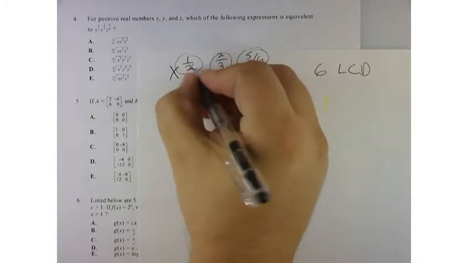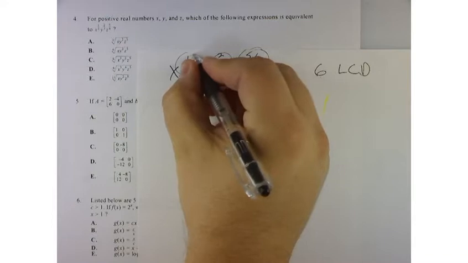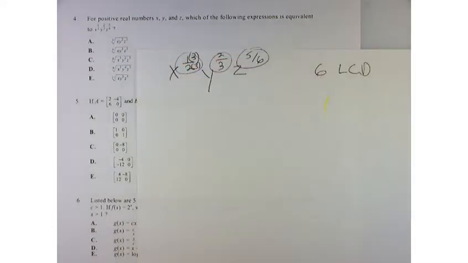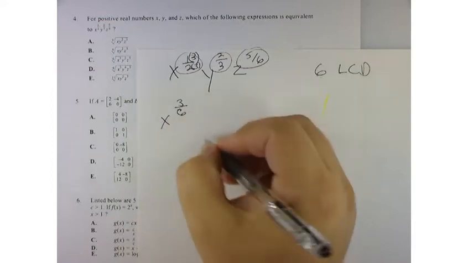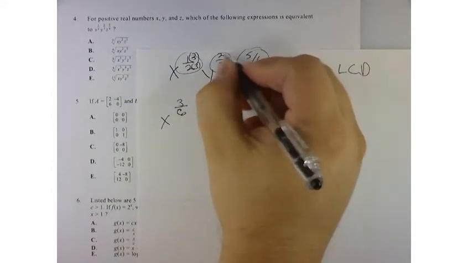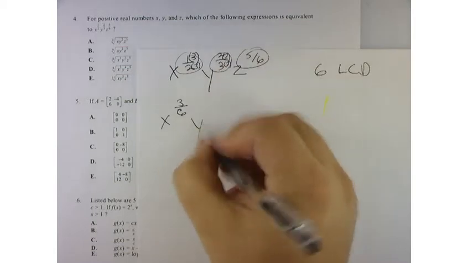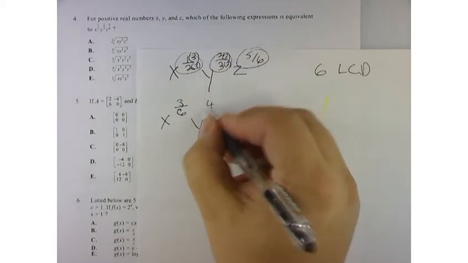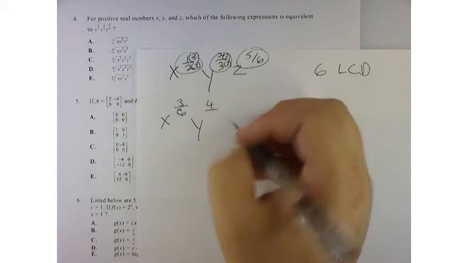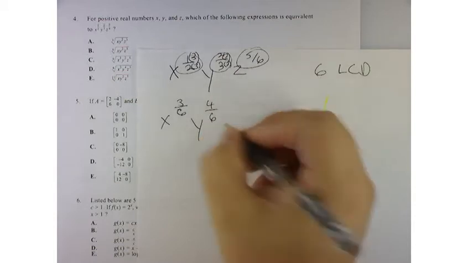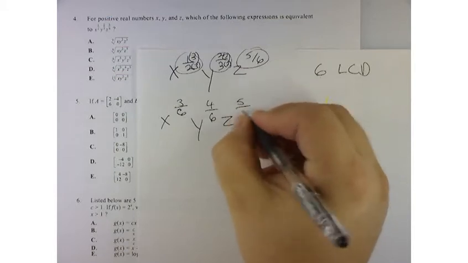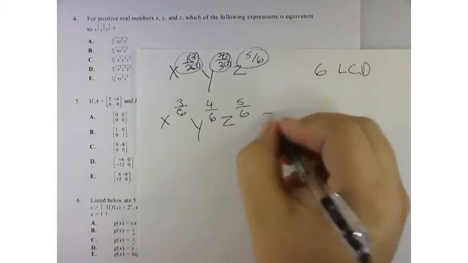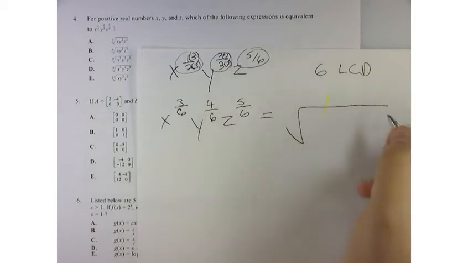So to get the common denominator, I would multiply both the top and bottom by 3. So in other words, x to the 1/2 is the same as x to the 3/6. And over here I'd do the same thing. I'd multiply the top and bottom by 2. And so y to the 2/3 is the same as y to the 4/6. And then over here I have z to the 5/6.